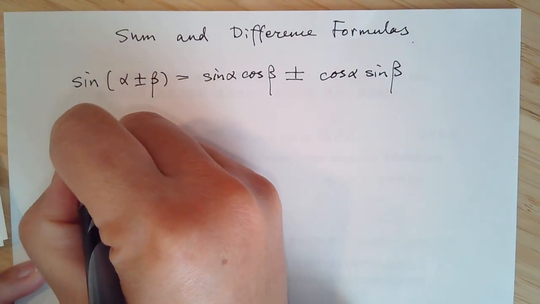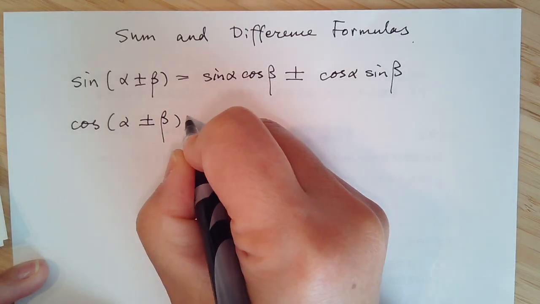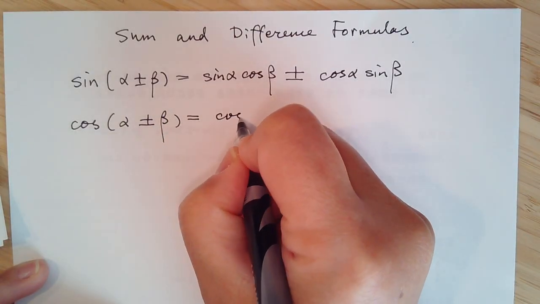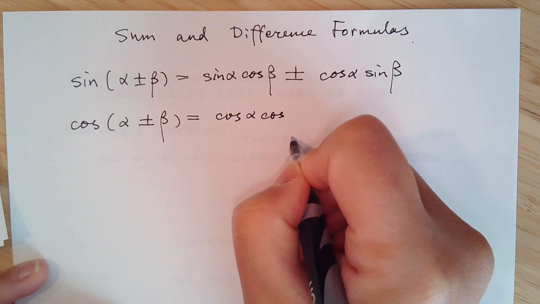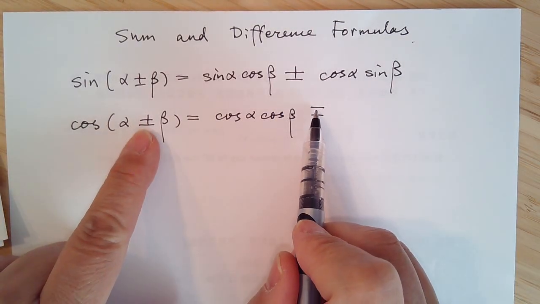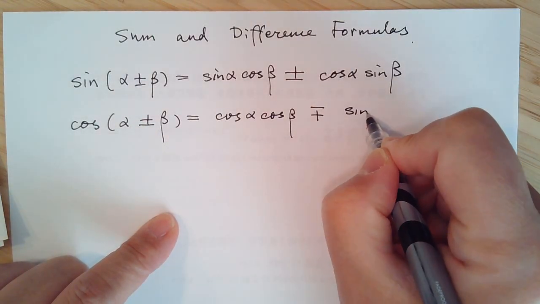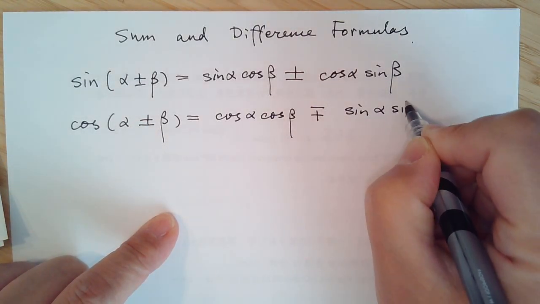And the second set is cosine of alpha plus or minus beta. That would be cosine alpha cosine beta, minus or plus. So you can see the corresponding relationship here: here's a plus, then here's a minus. All right, and then sine alpha sine beta.